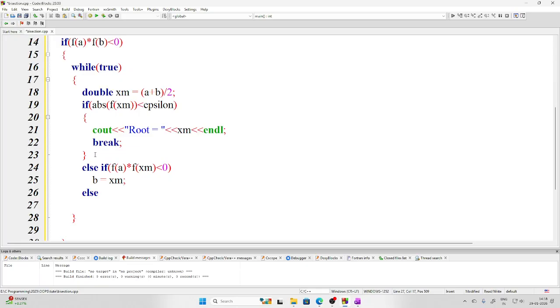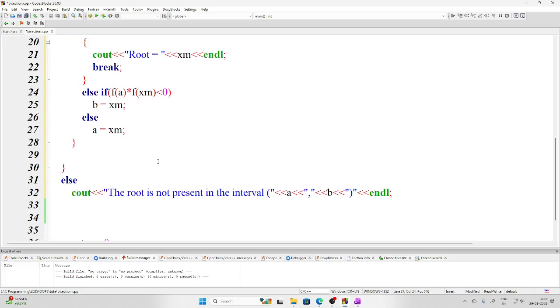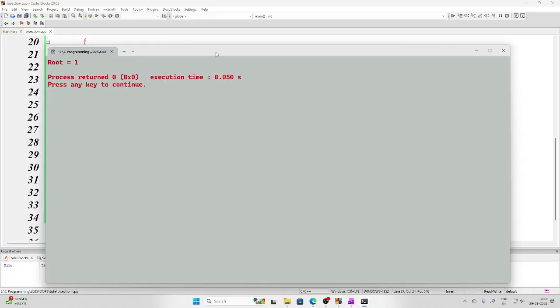And if this is also not there, then certainly fa times fxm must be more than 0. Then in that case, what I have to do? I have to take xm as a. That means I have to change the limits. That's it. It is very simple. And the program is already done. So now you have your bisection method ready. Okay. So now if I run it, I will be getting root as 1.